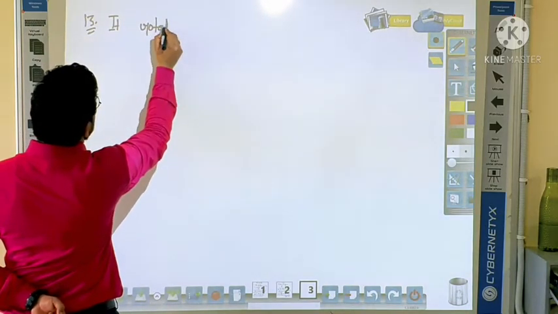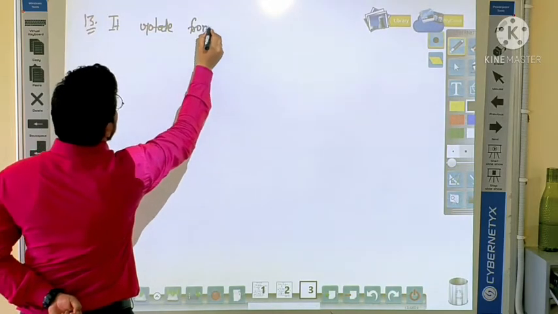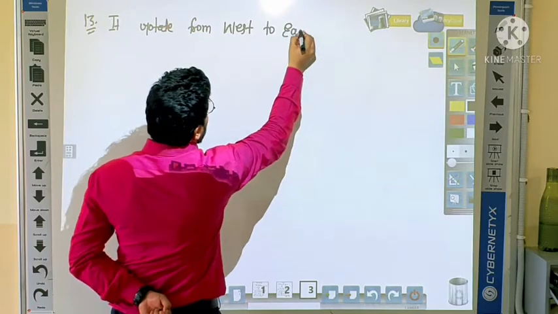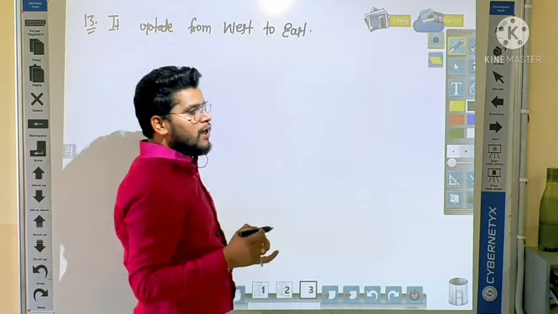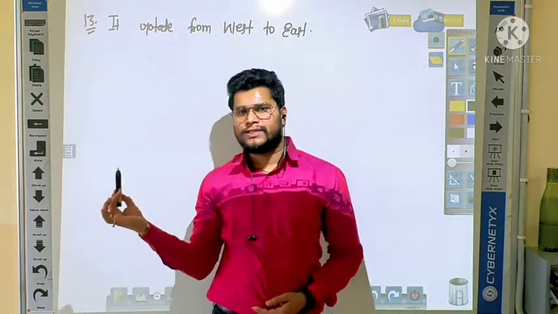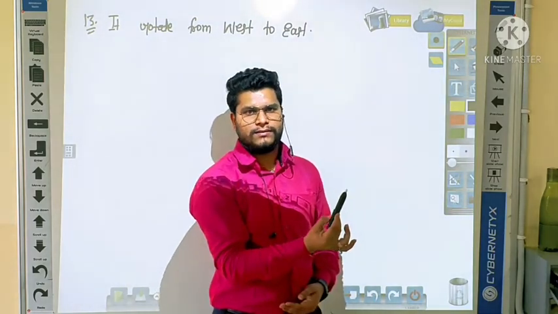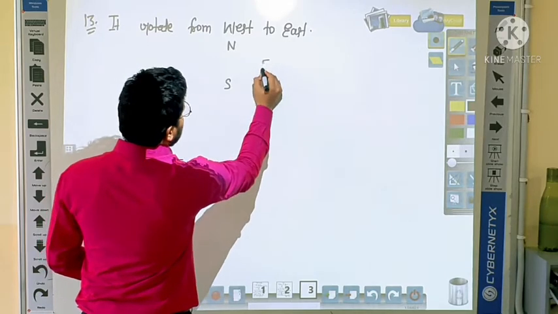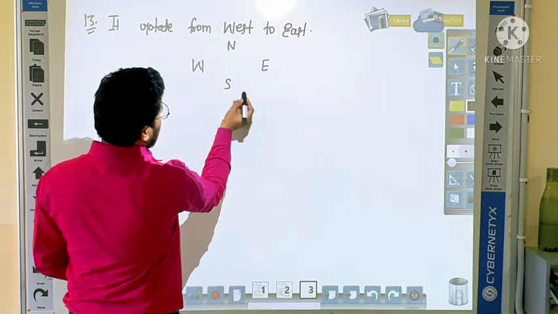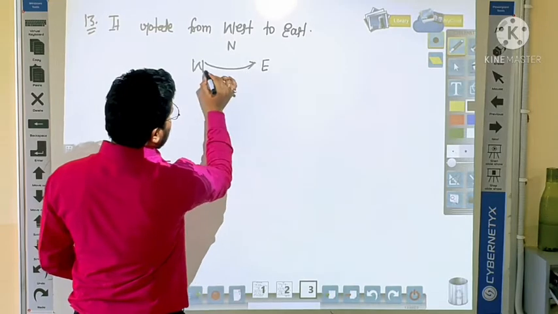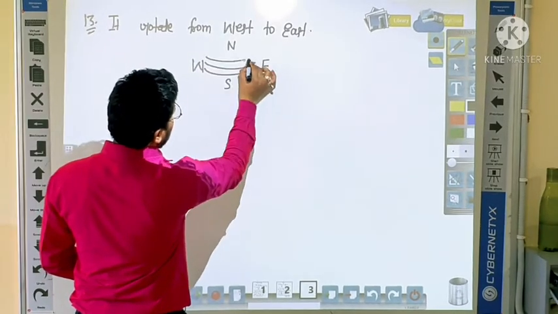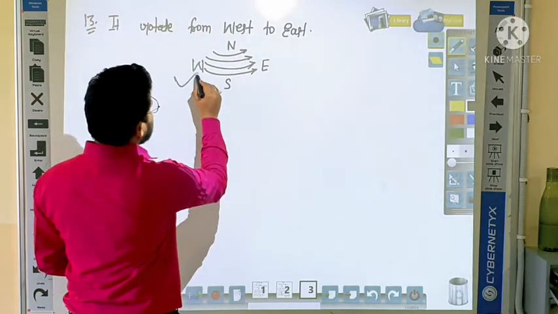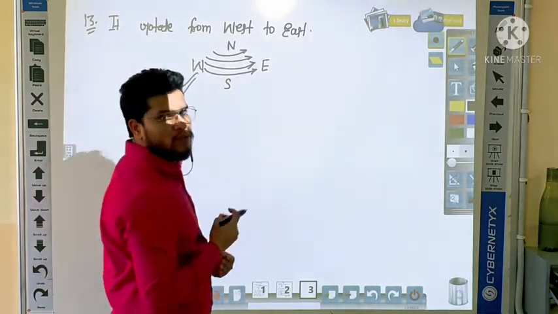rotates from west to east. Okay, it means Earth rotates from west direction to east direction. Okay, I'm giving example. This is north, south, this is east, and this is west. Earth rotates from this direction to this direction. Okay, you are getting my points? In this direction Earth rotates.